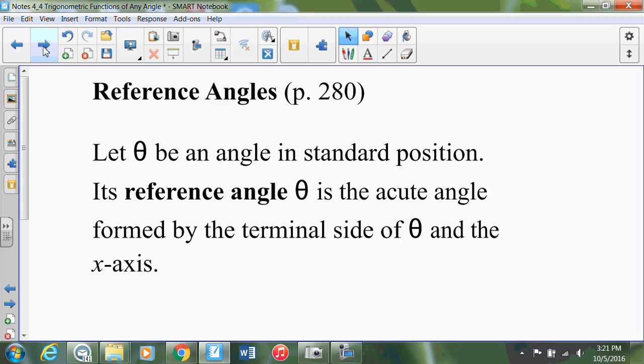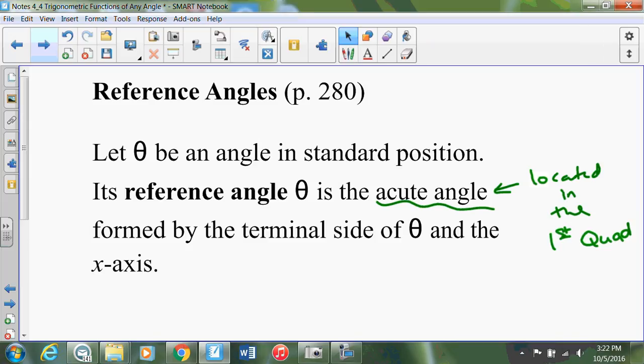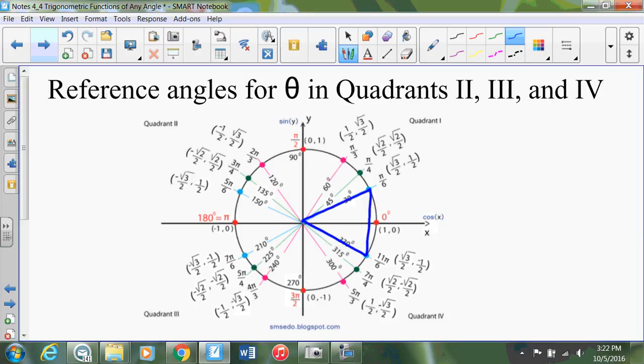Okay, reference angles. We talked about them in class. Basically, the most important part of this: a reference angle is an acute angle, which means that it's located in the first quadrant. That's important. All our reference angles are located there. And so when we look at our unit circle, let's say pi over 6, that is an acute angle, so that's a reference angle. And so when we remember our bow tie, that's how we're going to use it.